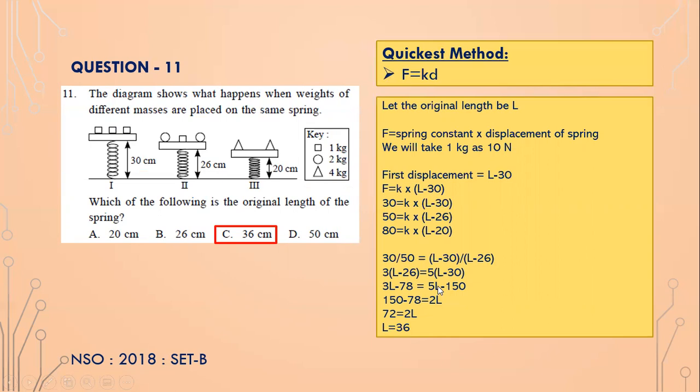So bring 3L on that side and bring minus 150 on this side. So 150 minus 78 is equal to 2L. 72 is equal to 2L. So L is equal to 36. So the original length of the spring is 36.